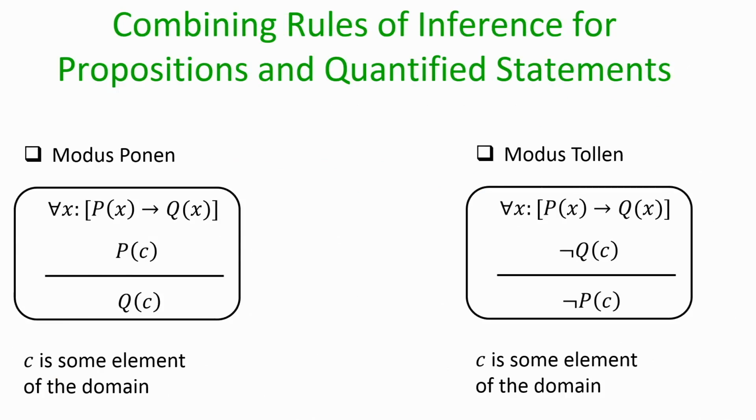So, that leads us to the modus ponens and modus tollens rules. These are the generalization of modus ponens and modus tollens to the predicate world. Modus ponens says the following: if you are given the premises for all x P of x implies Q of x, and if P is true for some element c in the domain, then you can come to the conclusion Q of c. And in the same way modus tollens is generalized here.